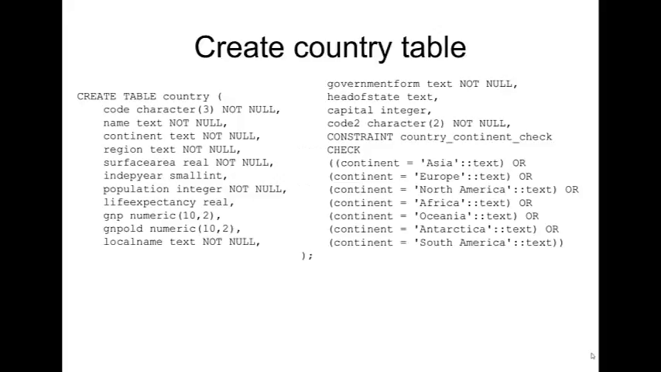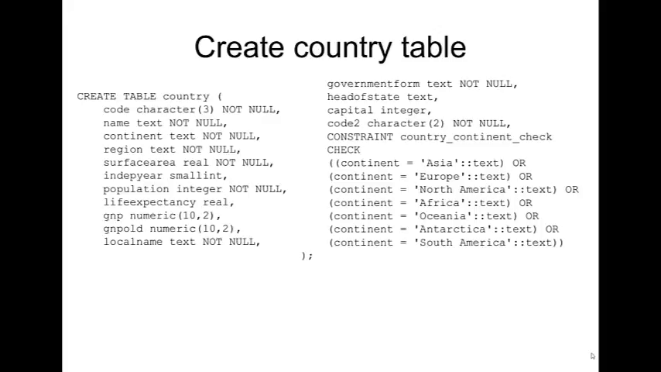Also one called country. As you can see, this is quite a bit larger. It's got quite a lot more fields. Notice we've got a few other types of data types: real, which is a type of decimal, and small integers. Notice that this indepyear, which is year of independence, is not a date field, it's just an integer, so a number, not a date.